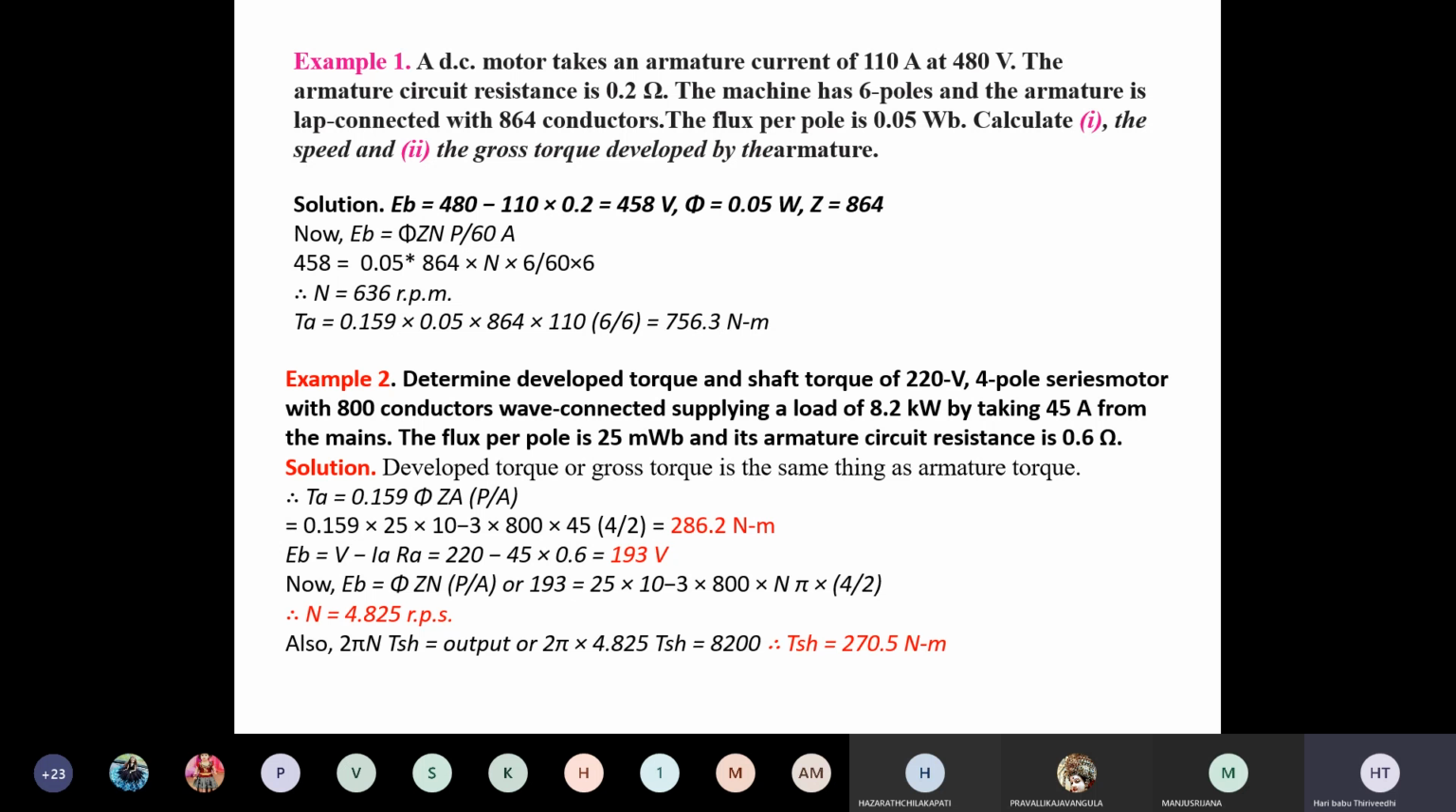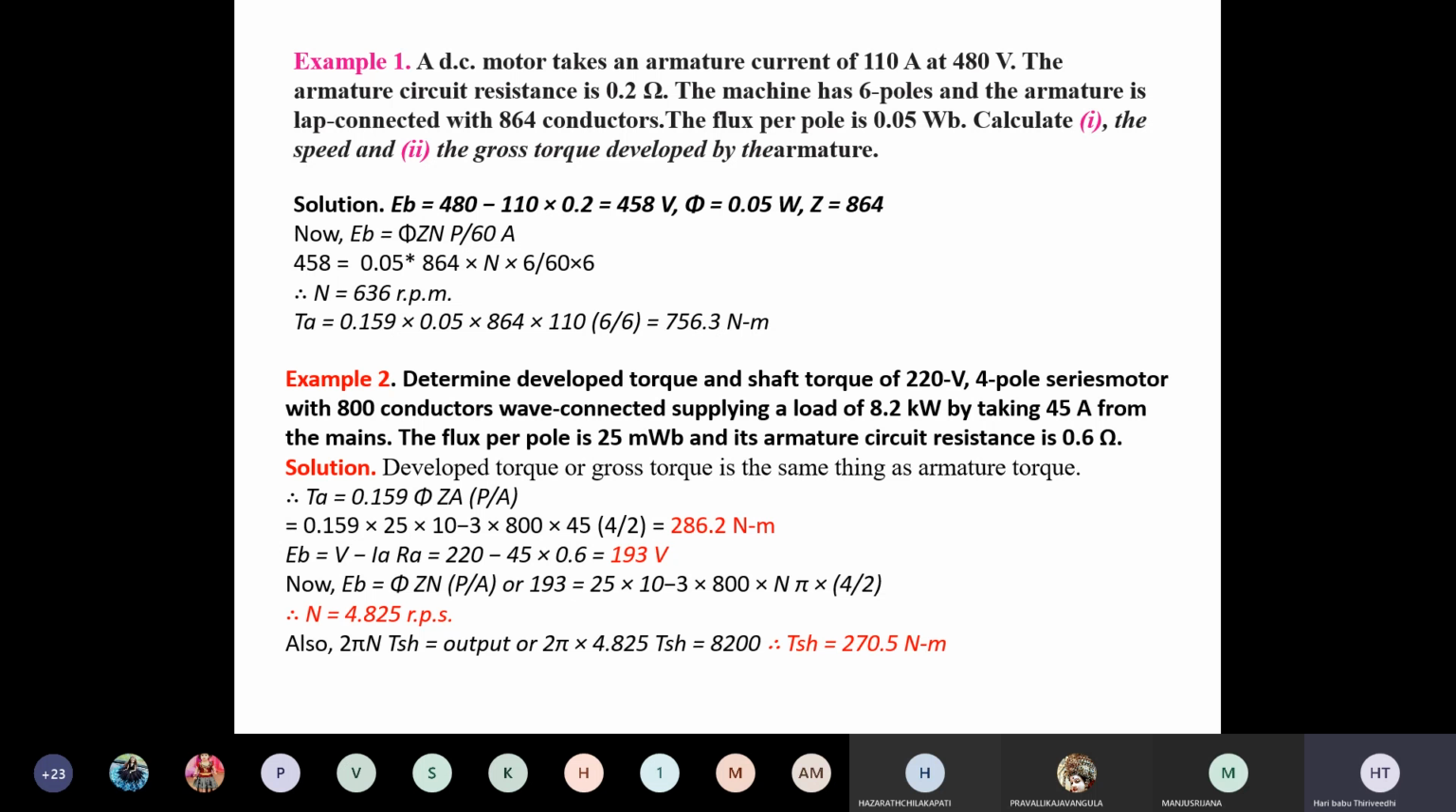EB is equal to phi Z N by 60 into P by A. Here, divided by 60 is not appearing. That is 193 is equal to phi, 25 into 10 power minus 3 into 800 into N into 4 by 2, phi is not there. From that N is equal to 4.825 RPS. Here I'm not putting by 60, that's why it is RPS, revolution per second. Suppose I put by 60, it is RPM.